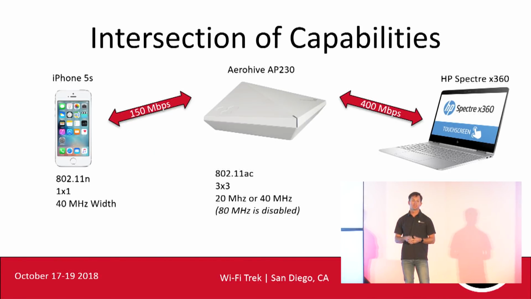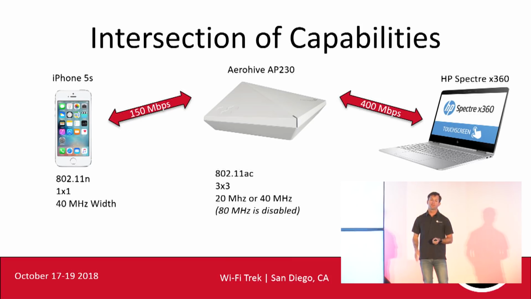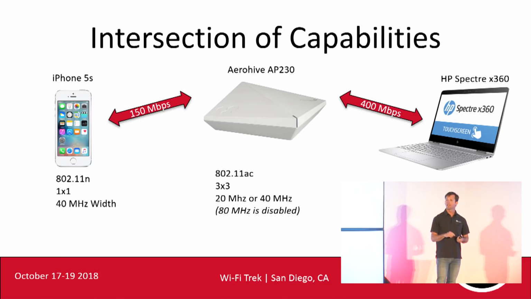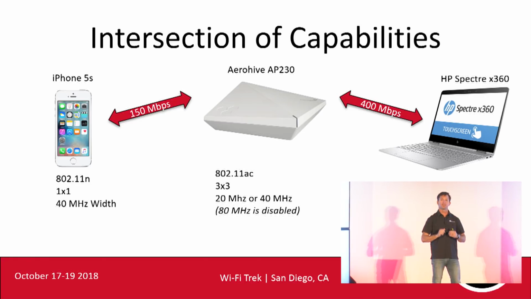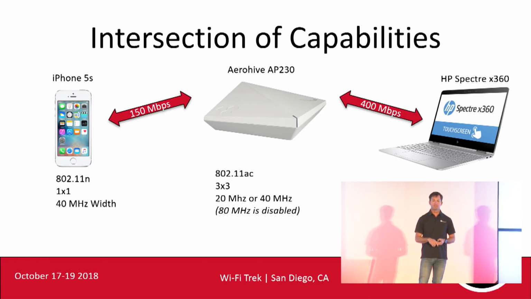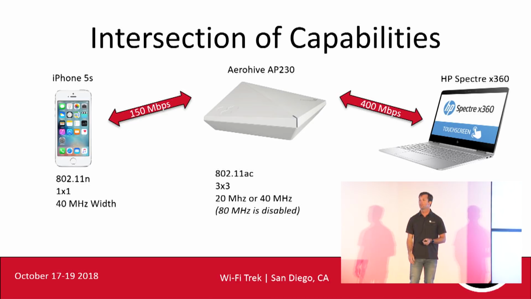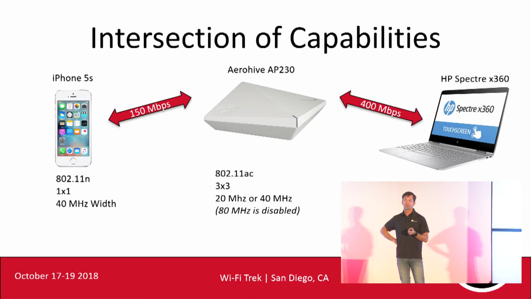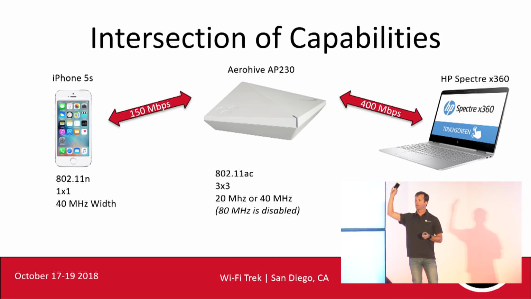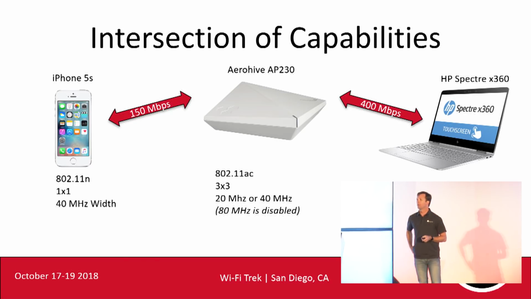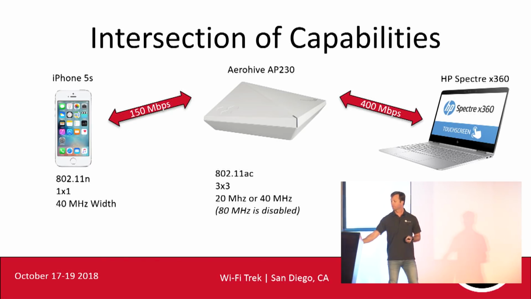So if we look at what this means in real life, this is my iPhone 5S that I talked about, and my HP laptop. I know a lot of you guys are big Mac fans, but that HP is actually pretty nice. It's small, it's thin, it's powerful, it has a touch screen, and I can flip it into tablet mode. So that's my laptop right now. And we have the AeroHive AP230s with the 80 megahertz channels disabled. So we have 20 and 40 megahertz available, which gets me, on the iPhone 5S, 150 megabit per second data rates. On my laptop, I can get 400 megabit per second.